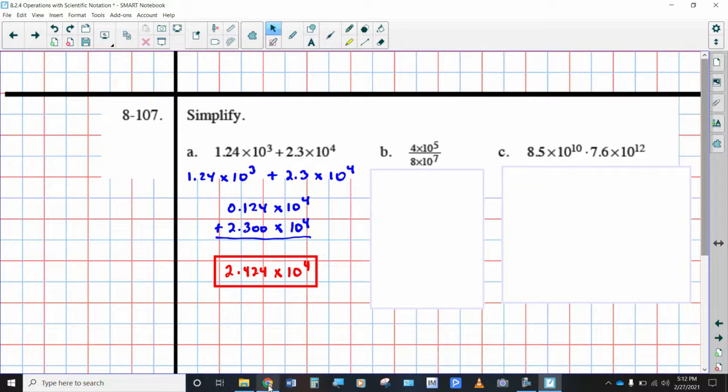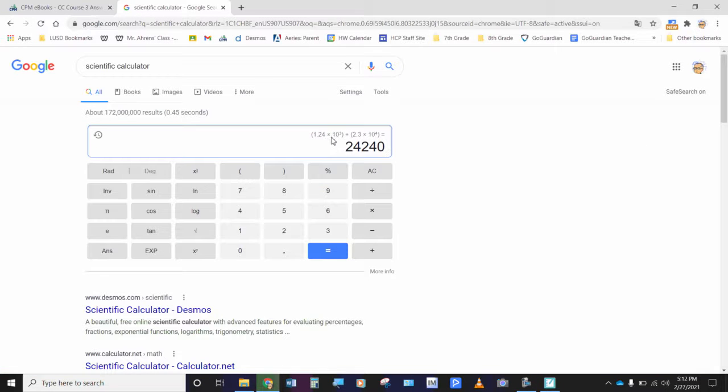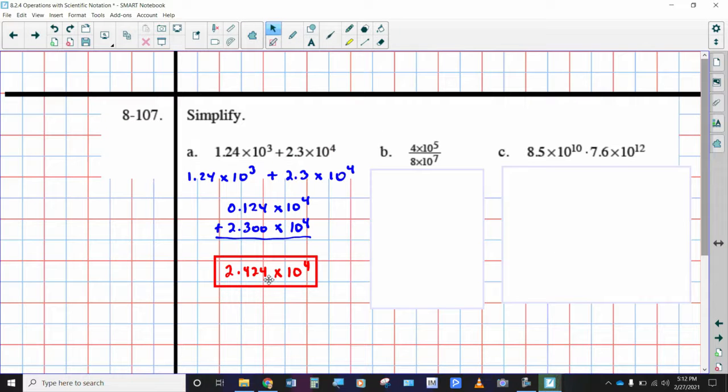24,240, which, if you look here, if you see how I typed everything in, and then I hit the enter button, 24,240 is the correct answer. Now, this gave it to us in standard form, not in scientific notation, but you could convert that without too much trouble.